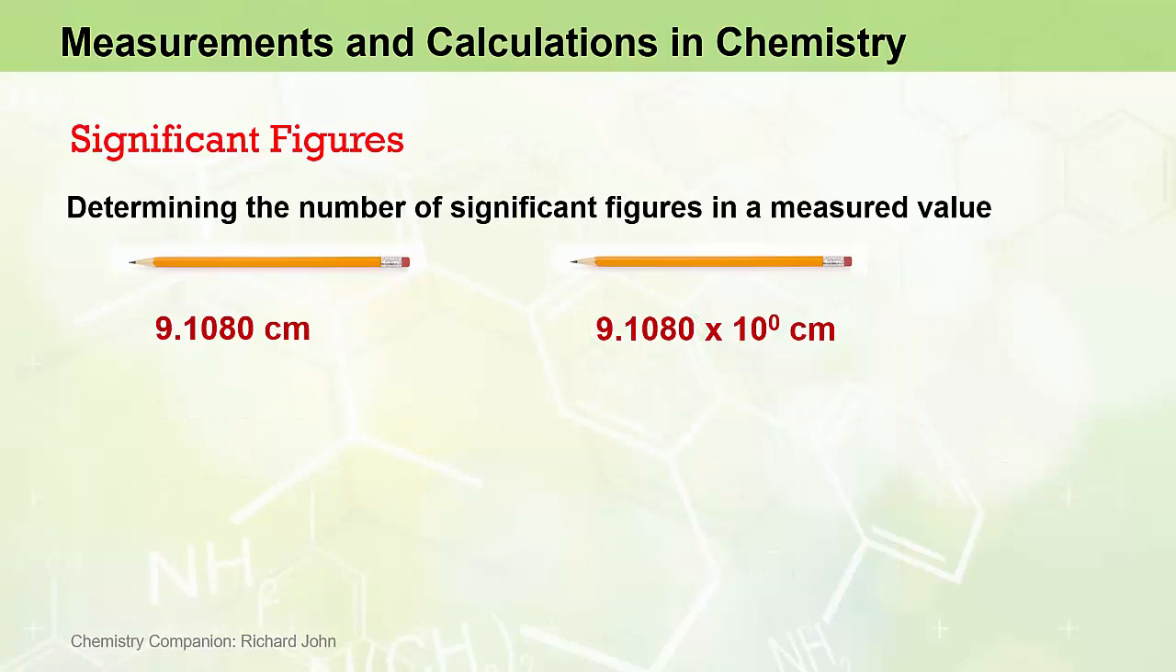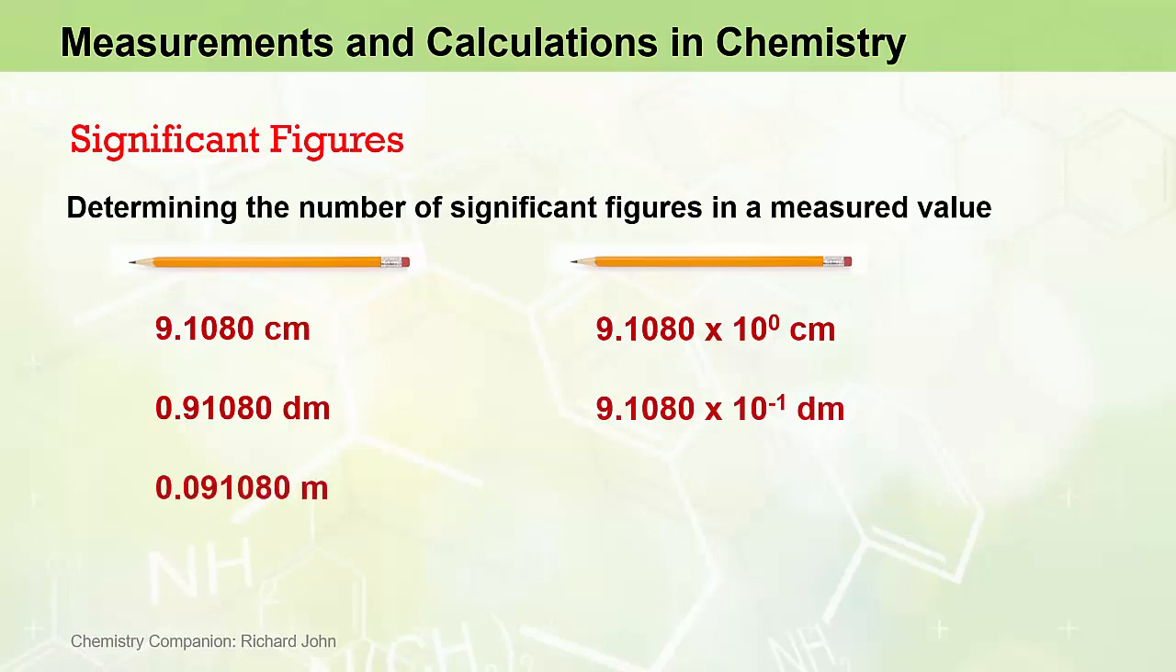So we've seen expressing scientific notation with positive values of the exponent is the right way to go. It's also the right way to go with negative values for the exponent. So 0.9108 decimeters is best expressed as 9.1080 times 10 to the minus 1 decimeters. Similarly, 0.091080 meters is best expressed in scientific notation as 9.1080 times 10 to the minus 2 meters.